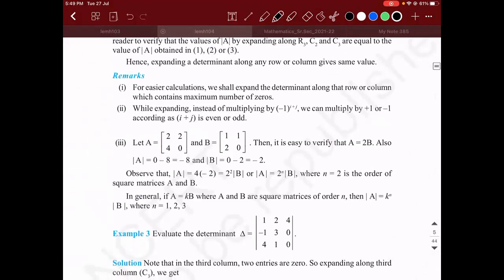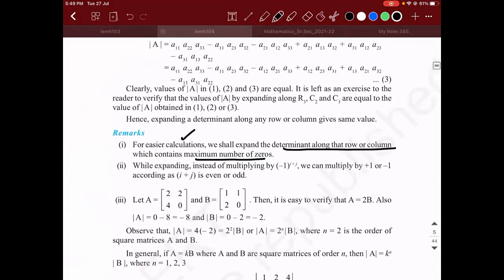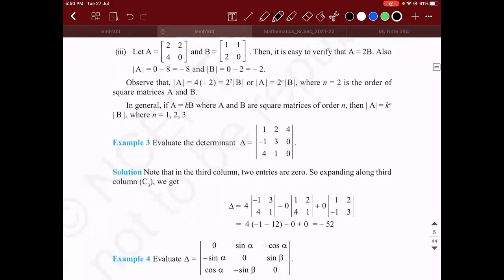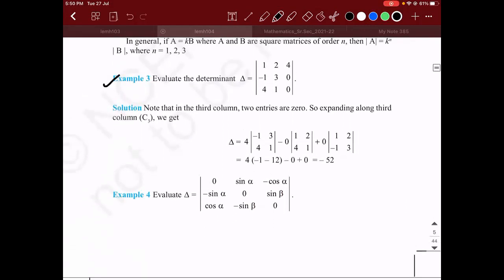So the remark is, for easier calculation, we shall expand the determinant along that row or column which contains the maximum number of zeros. That is generally what you do when you have properties. When expanding, instead of multiplying by minus 1 to the power i plus j, we can multiply by plus 1 or minus 1 according to whether i plus j is even or odd. That is what we did here. If suppose there is a question, can you guys do it fast and tell me? Find the determinant of this.